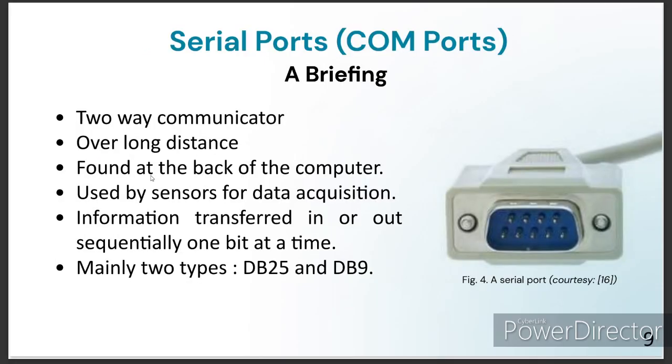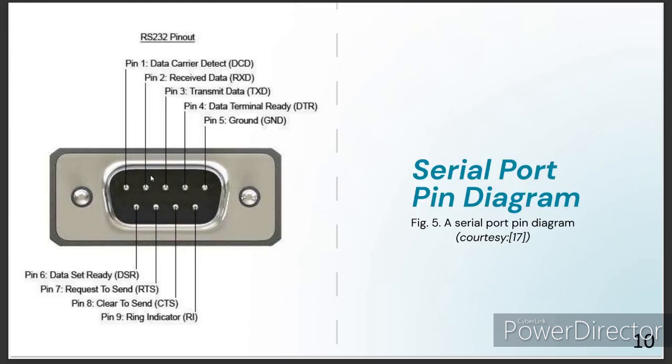Serial ports. It is a two-way communicator used for long distance. Found at the back of the computer, used by sensors for data acquisition. Information is transferred in or out sequentially, one bit at a time. Mainly two types, DB25 and DB9. As the name suggests, it has 25 pins for DB25 and 9 pins for DB9. This is the pin diagram of a serial port.